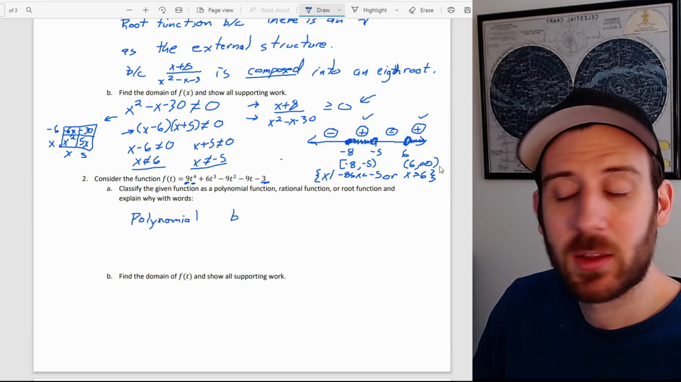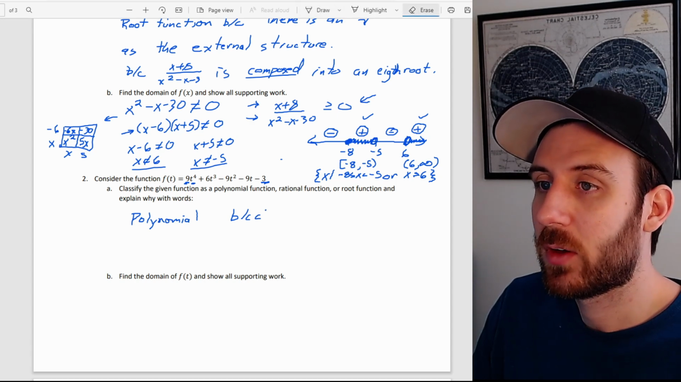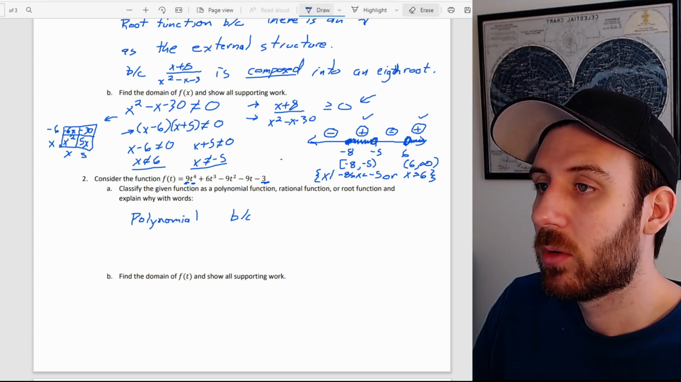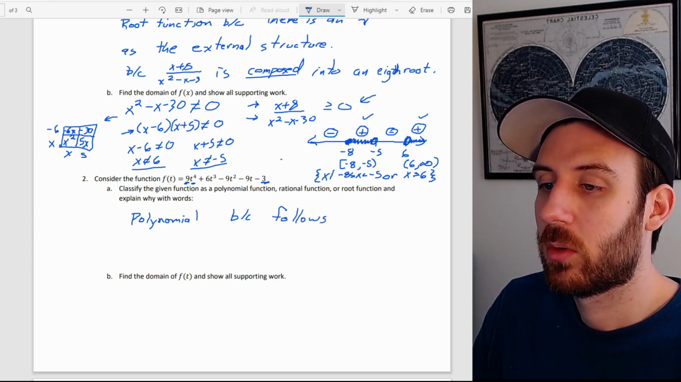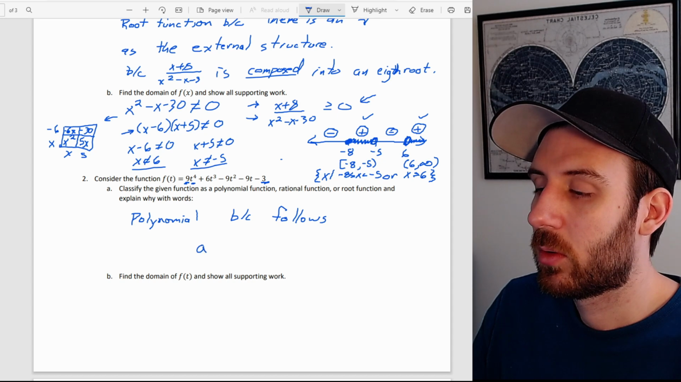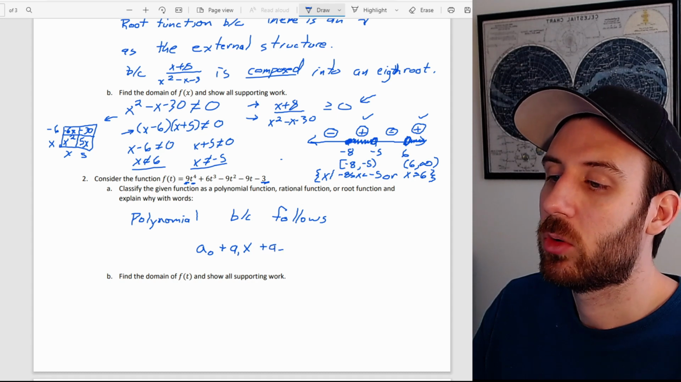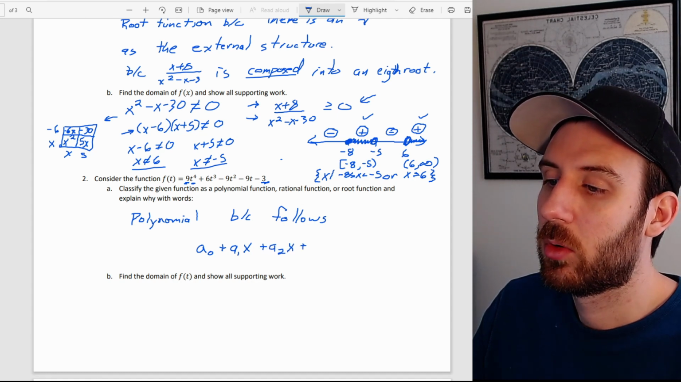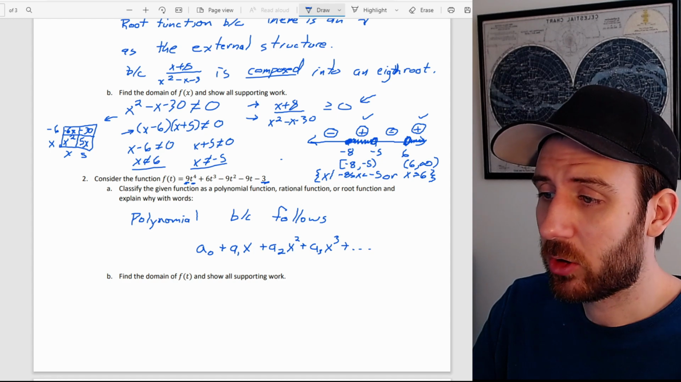And we can say, because it follows the structure a0 plus a1x plus a2x squared plus a3x cubed plus ... Now notice again what this notation is, if it feels a little awkward.